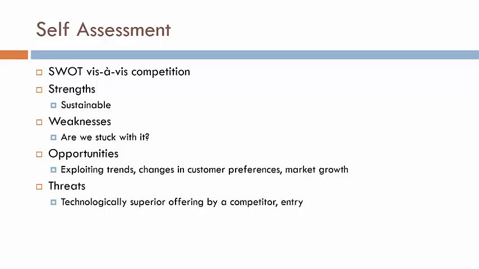Now, in exploring opportunities, we want to look at emerging trends. So that's the next thing. We've talked enough about strengths and weaknesses. Now let's talk about the other two elements of your SWOT analysis, which are opportunities and threats. So now in exploring opportunities, we want to look at emerging trends.